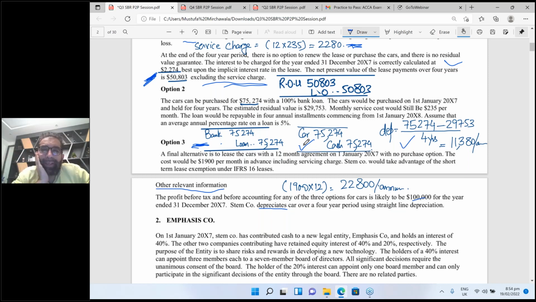Okay, my dear students, now for this option, don't sleep, please. You still have to pay the service charge. Same, 235 multiplied by 12, which is 2820. Now the second thing you have to book as an expense is depreciation expense of 11380. The third thing you have to book as an expense in the income statement is loan interest, which is 5% of the loan.